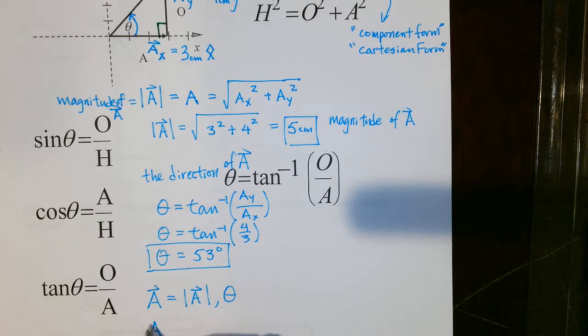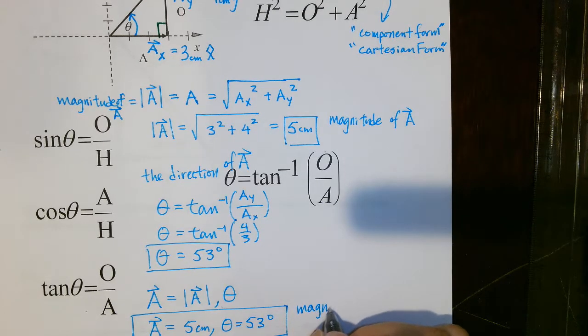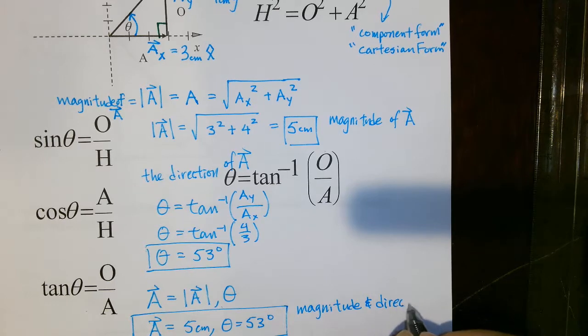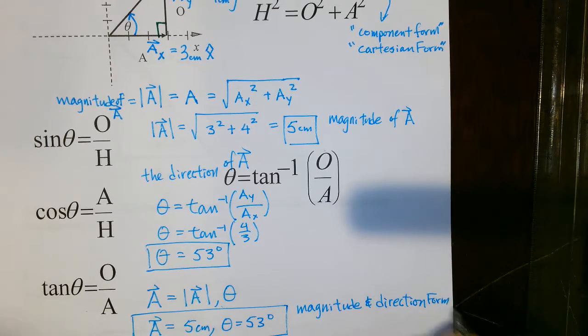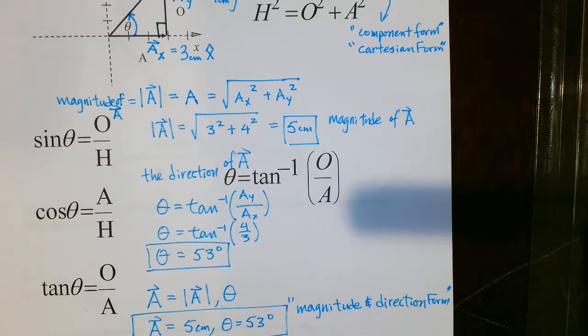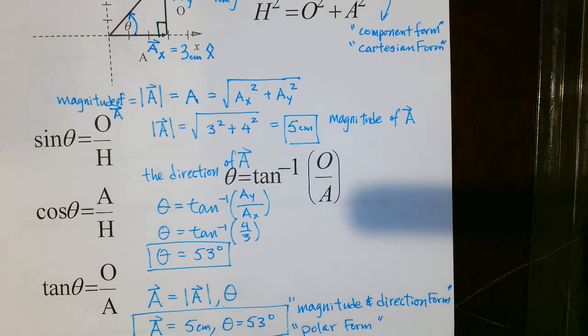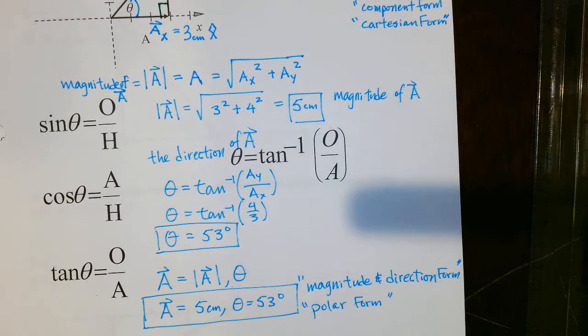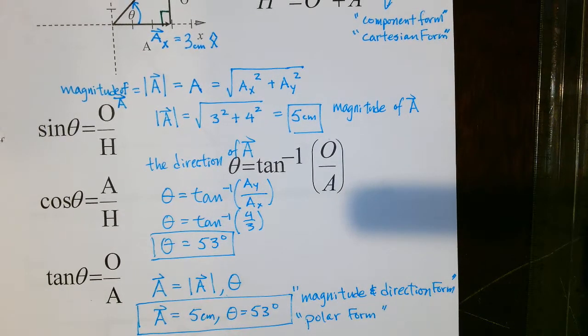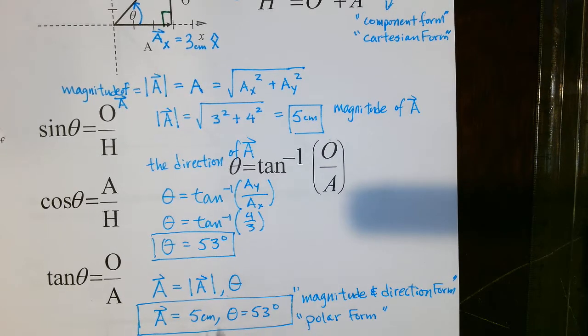So here, my A vector can be written as 5 centimeters, comma, theta is equal to 53 degrees. This is known as the magnitude and direction form, or otherwise, it is simply known as the polar form. So my A vector can be represented two ways. One way will be the polar form, another way would be the Cartesian form.